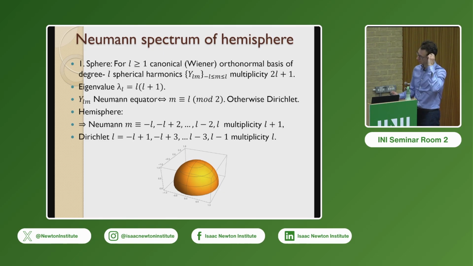Now let's look at the hemisphere as just half the sphere. The boundary is going to be the equator, which is the boundary of the hemisphere. The fact is that Y_LM satisfies the Neumann condition if and only if M is equal to L modulo 2. Otherwise, that is, if they are not equal modulo 2, it satisfies Dirichlet on the boundary, the equator.